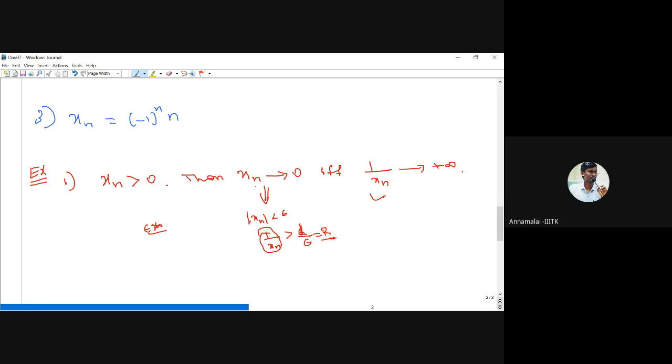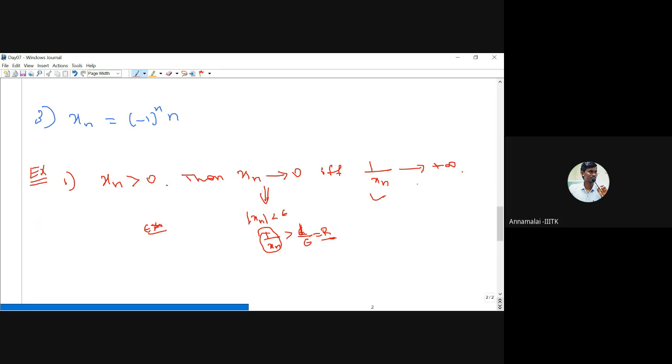That is because xn converges to 0. Therefore, each xn is very small. The distance between 0 and the xn's is very small. Therefore, this epsilon is a very small number, but if you take 1 by epsilon, that is a very big number. So therefore, we get that 1 by xn diverges to plus infinity.